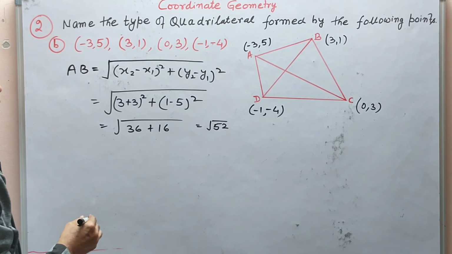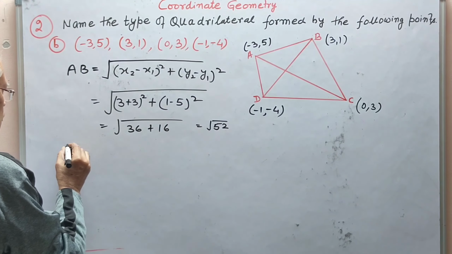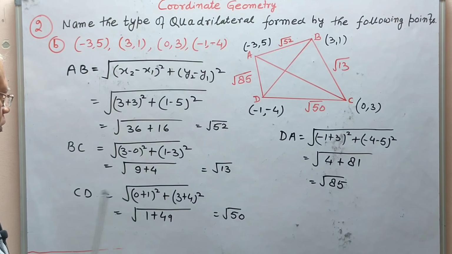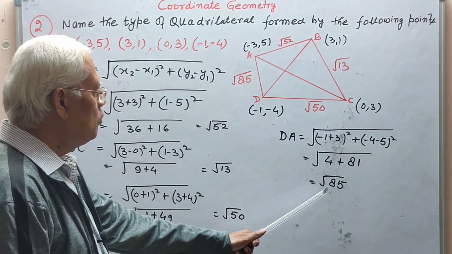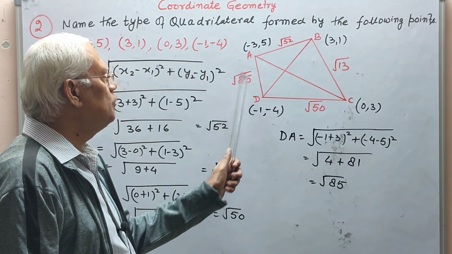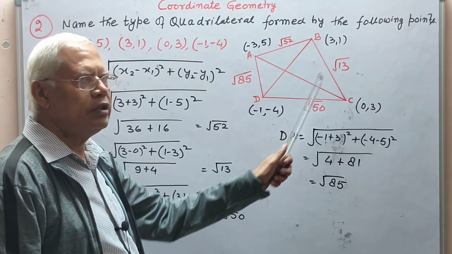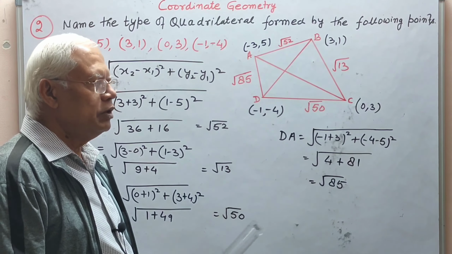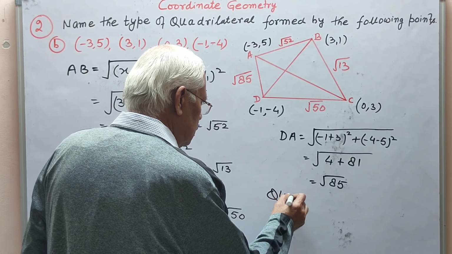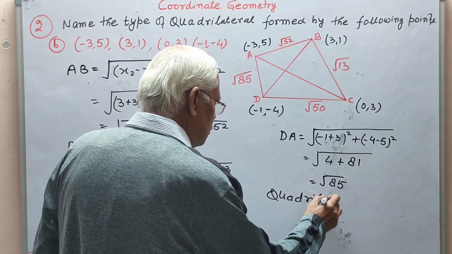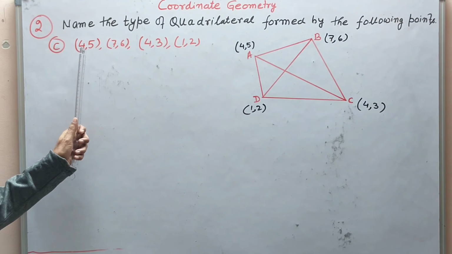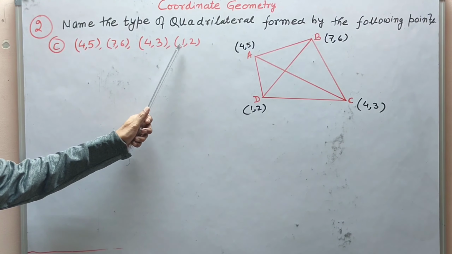Similarly, we will find the lengths of other sides also. Thus, BC equals root 13, CD equals root 50, DA equals root 85. So the sides are root 52, root 13, root 50, root 85. All sides are different. So it is a simple quadrilateral.